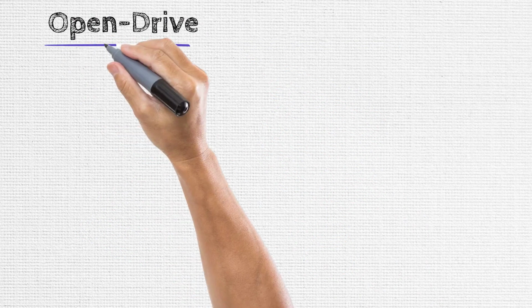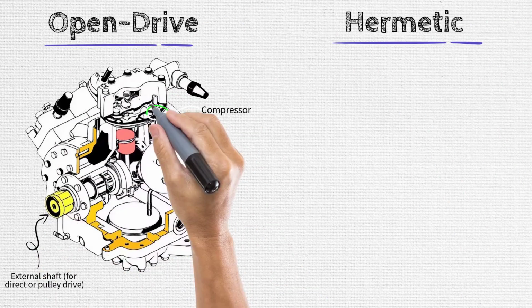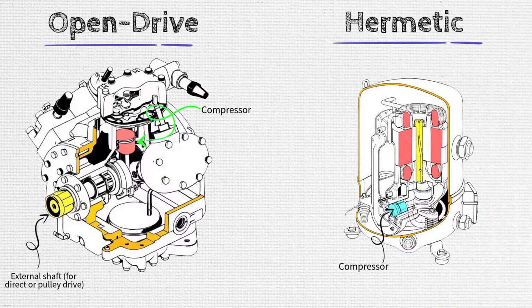Compressors are driven by an electric motor, which may be mounted outside the compressor unit or inside its housing. Compressors that are driven by an external motor are called open-drive compressors, and compressors that include an integrated drive motor in a sealed unit are called hermetic compressors.